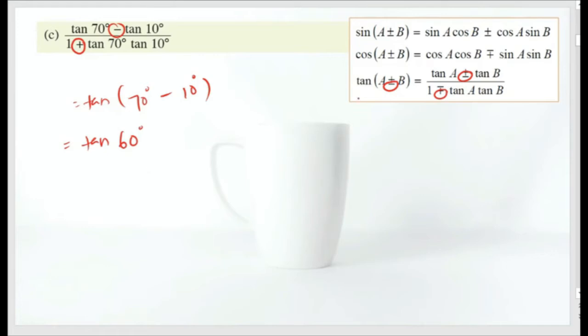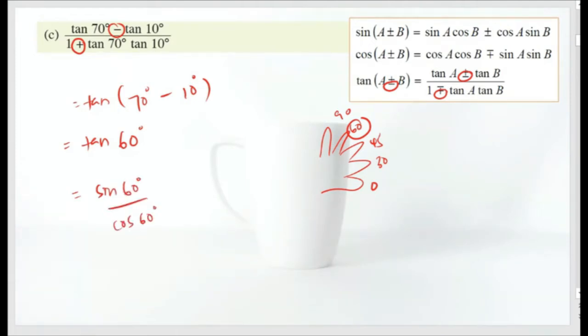Again, now you have no calculator, so you have to use your fingers. 1, 2, 3, 4, 5: 0, 30, 45, 60, and 90. So 60 is here. Then tangent is sine 60 over cos 60. Sine goes down: 1, 2, 3, so square root 3. Cos goes up, 1. So the answer is square root 3.